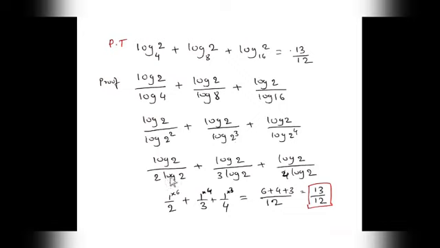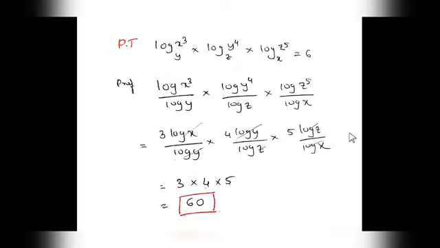So we can write it as log 2 divided by 2 log 2 plus log 2 divided by 3 log 2 plus log 2 divided by 4 log 2. Now we can cancel log 2, 1 by 2 will remain, plus log 2 gets cancelled, 1 by 3 plus again log 2 will get cancelled, 1 divided by 4. If I add these 3 fractions, I'll get 13 divided by 12.